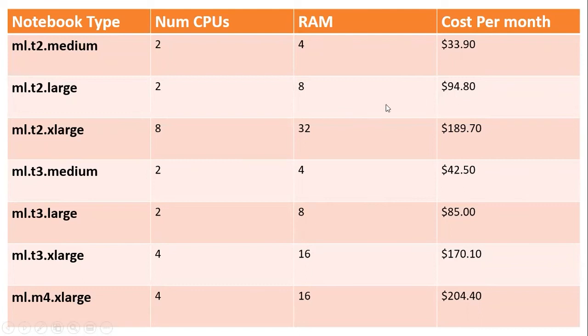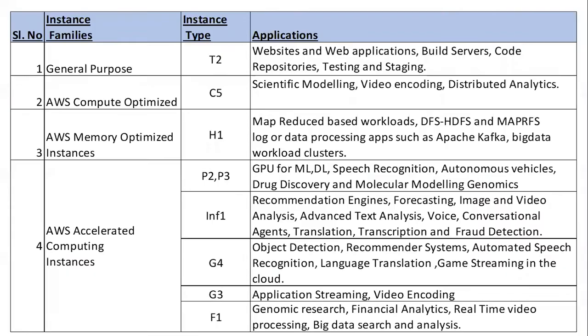It is $94.8. Like this, you have different instance types like ml.t2.xlarge, ml.t3.medium, ml.t3.large, so on and so forth. The number of CPUs and the RAM would vary depending upon which notebook type you have selected. I've also listed the cost per month that you would incur when you choose any of these notebook types. Where exactly do I use these instance types? If you want to understand this in greater detail, let me make a move on to the next slide.